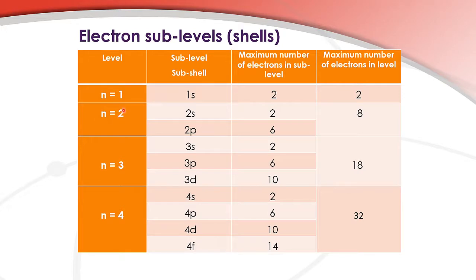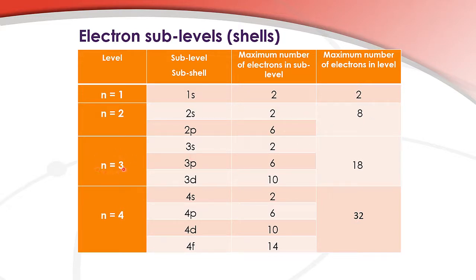Next, we go to the n equals 2 energy level. Now we have 2 sublevels. We have 2s and we have 2p. A 2s sublevel can hold a maximum number of 2 electrons. A 2p sublevel can hold 6 electrons. So the total number of electrons in the n equals 2 energy level is 2 plus 6, gives us 8.